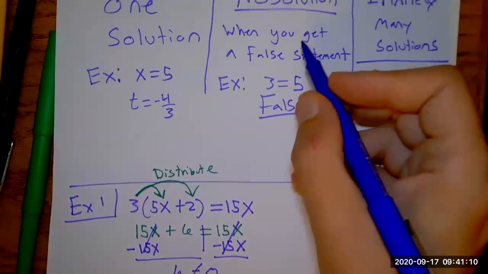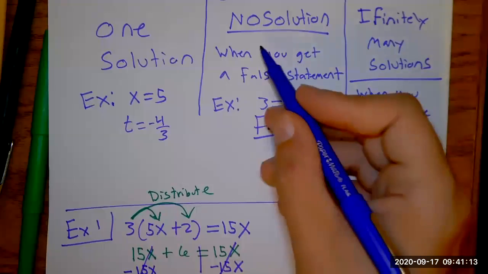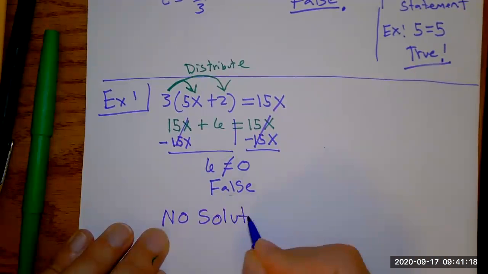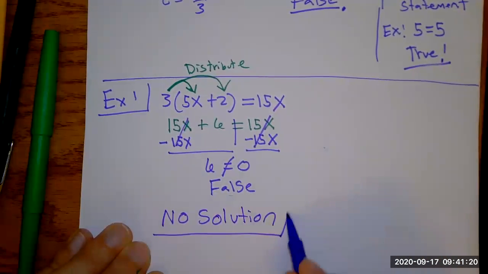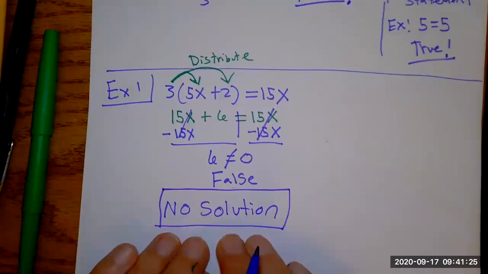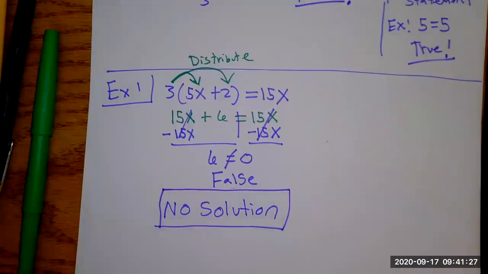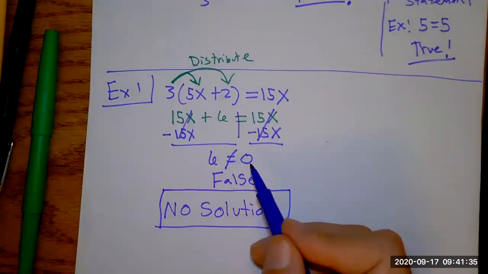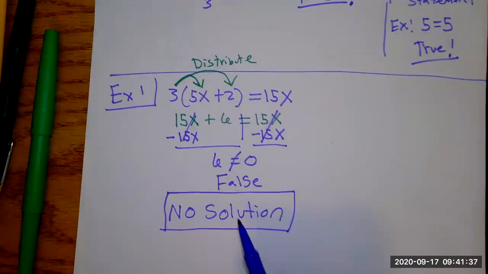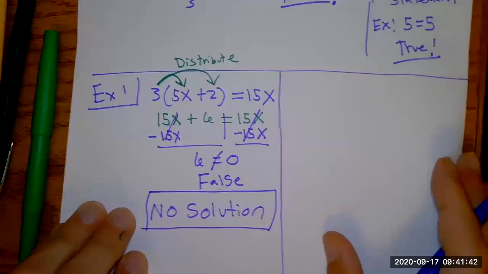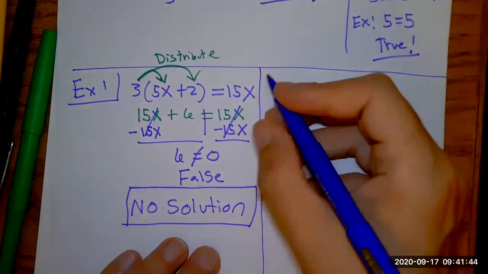So if I go up here, what happens when I have a false statement? I write no solution, and that's what I box. That's my answer, no solution. I don't have x equals something. It's a false statement. 6 cannot equal 0. So no solution, and that's perfectly okay. It's perfectly okay to have no solution.